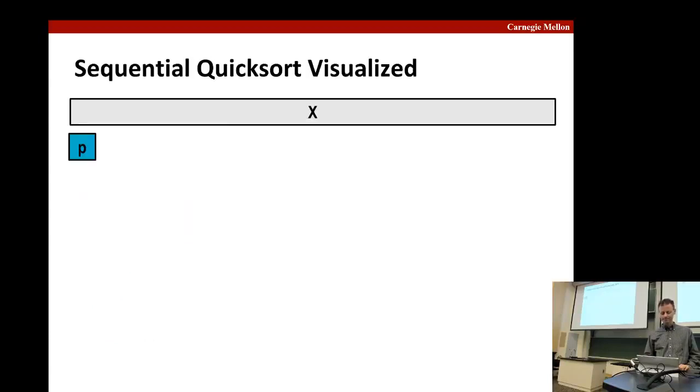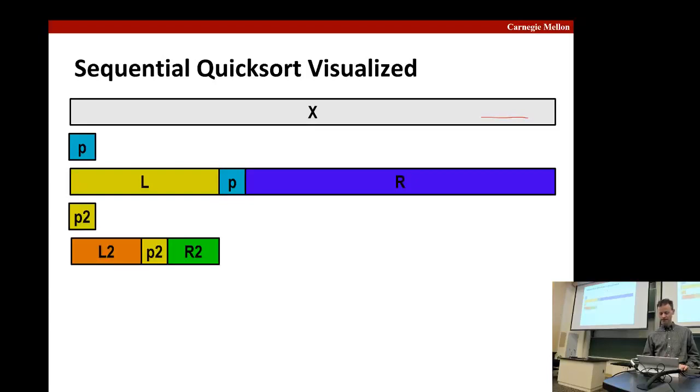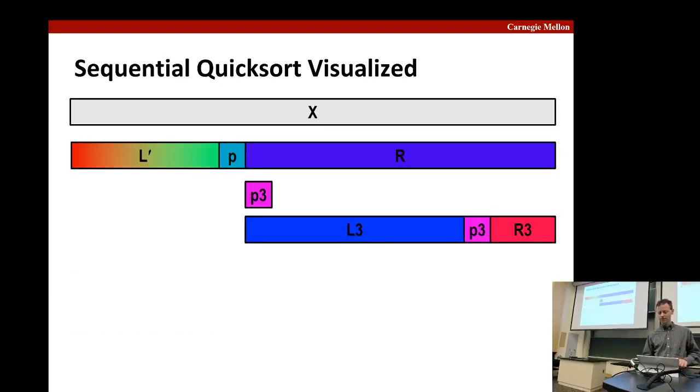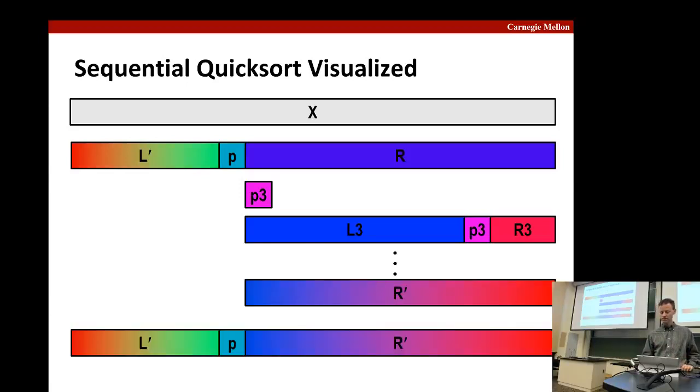You start with X, you pick a pivot, and you divide things into all the things in X that are less than this P, and all the things that are greater than the P. Now you pick a pivot for this side and repeat over here, recursing and so forth, until eventually that entire side gets sorted. Then you pick a pivot for the right side, and you go until all those things are sorted, and then the final result looks like that.